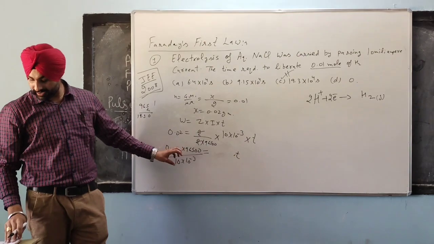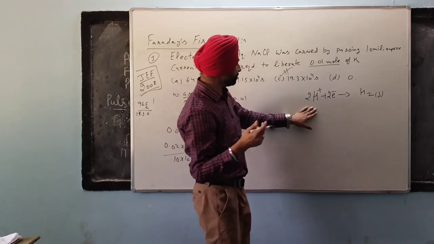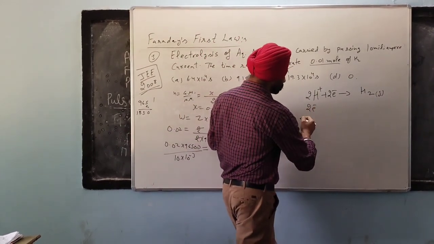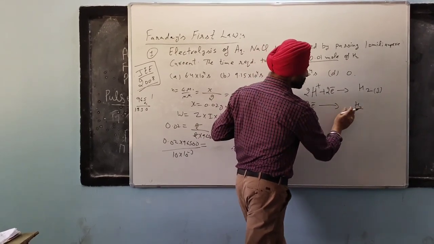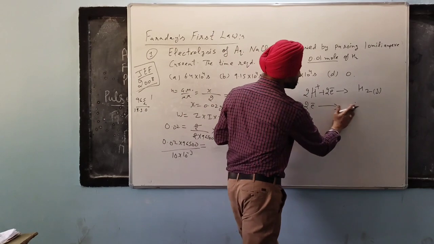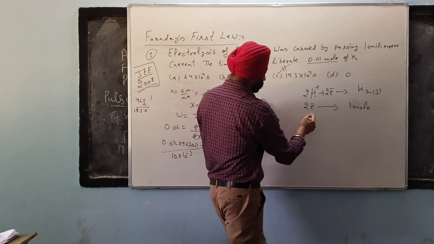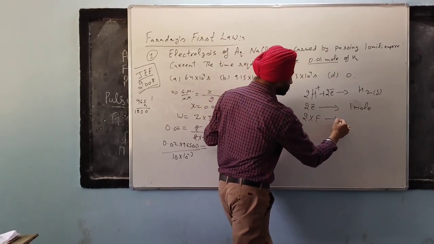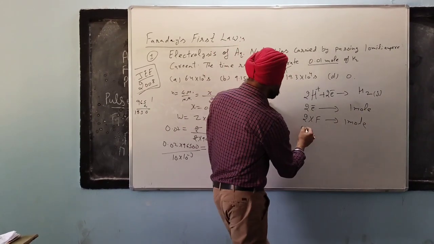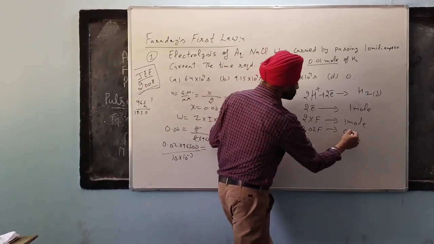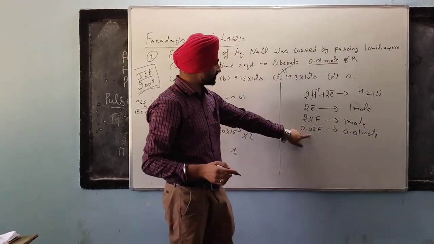Now we will use the mole concept. From here we know 2 moles of electrons are giving us hydrogen gas, or we can say it is giving us 1 mole of hydrogen gas. Clear? Or we can say 2 Faraday charge is giving us 1 mole. Applying the unitary method, 0.02 Faraday will give us 0.01 mole. Is it clear? So we have got the charge now.